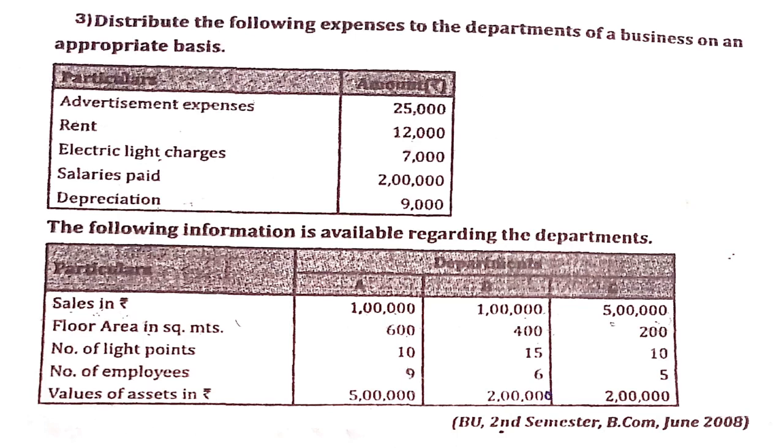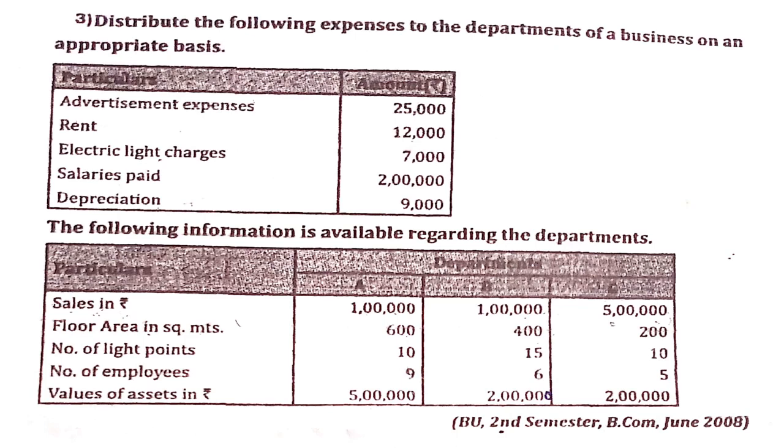As I told, for distribution of each expense, you should have some basis, some ratio on which you can distribute. They have given some information, and based on this information you can calculate the ratios for all the three departments, and based on the ratios you can distribute the expense.